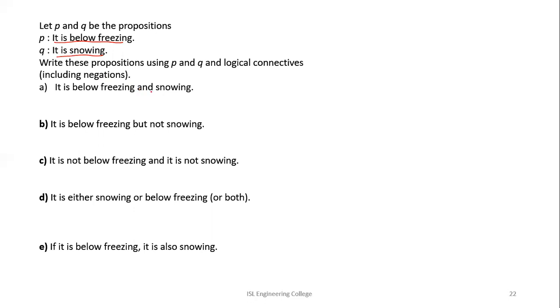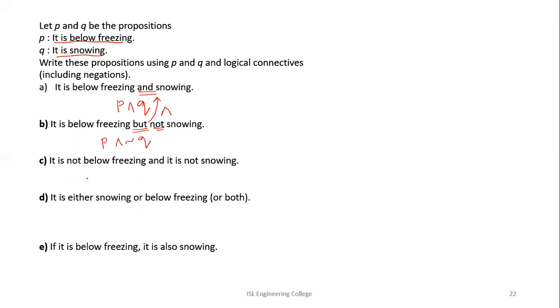If you check which one is the connective, it is and. We know it is a conjunction, so P and Q. Now, it is below freezing but not snowing. I did mention in the earlier class that but is a special case of and. So but and and are similar and they both denote and. And we also have a not here. So not is for the snowing, so this will become negation Q. So P and negation Q.